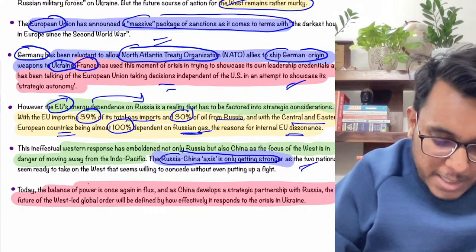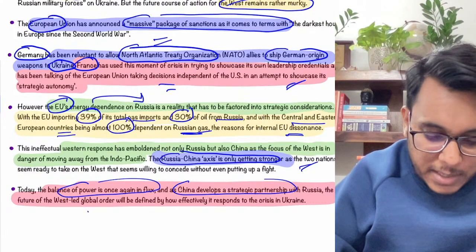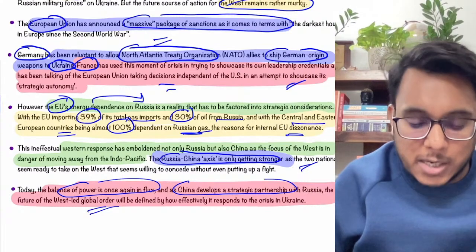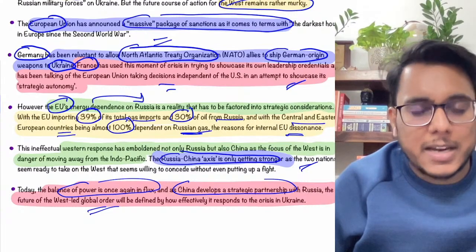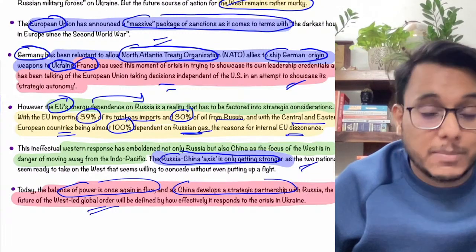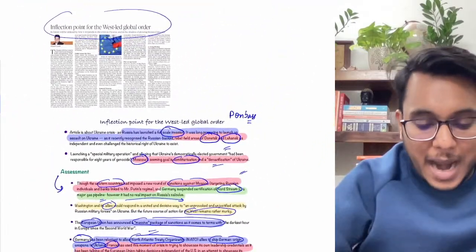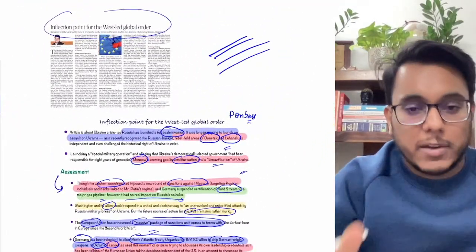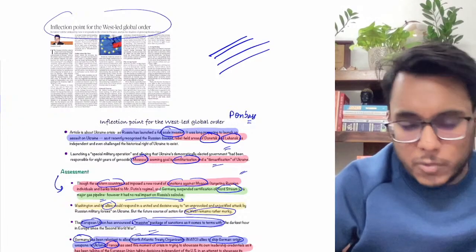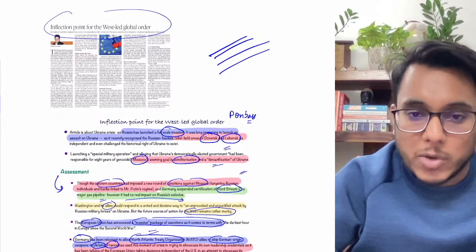Clear? Now the balance of power is again in flux. China is developing a strategic partnership with Russia. The Western global order is still not very decisive. Is it clear? Even within the West, countries such as France are taking up their strategic autonomy. So it has to be seen what will be done, and the response right now is not very clear. So this is all that has come in this particular direction. Now I hope that this particular thing is clear.